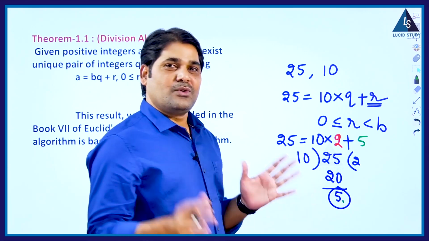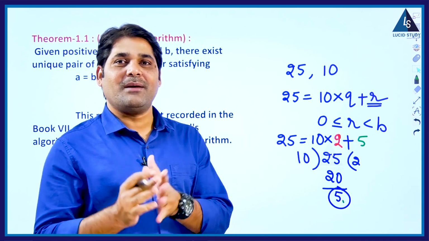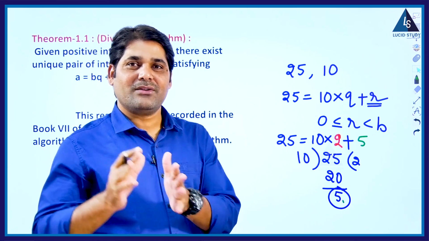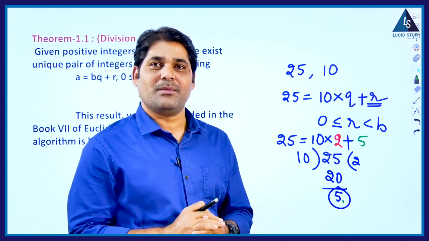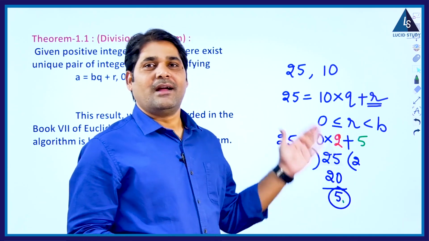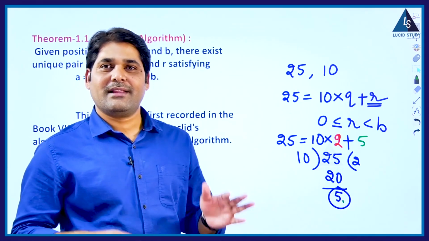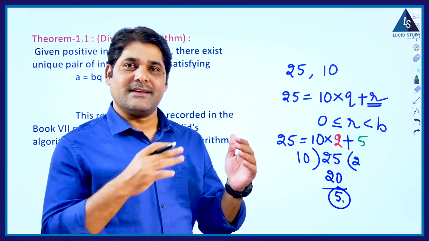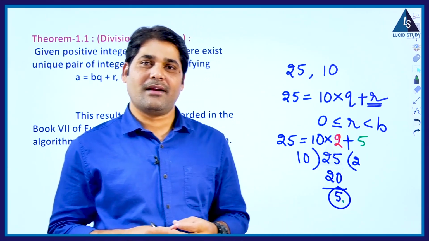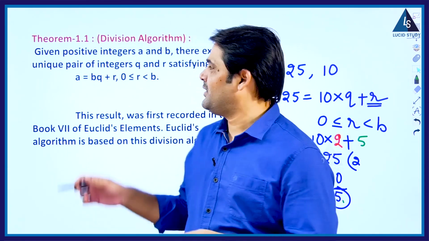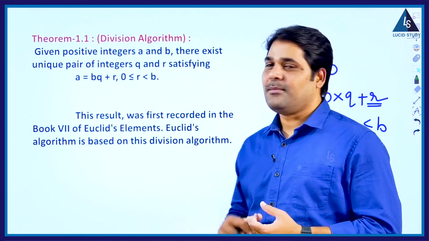So if I give you two numbers, you can write the bigger number as the small number into some number plus some number. That means if you divide those two numbers, you will have some quotient and some remainder, where the remainder value is equal to 0 or must be less than the second number. That is the meaning of your division algorithm.